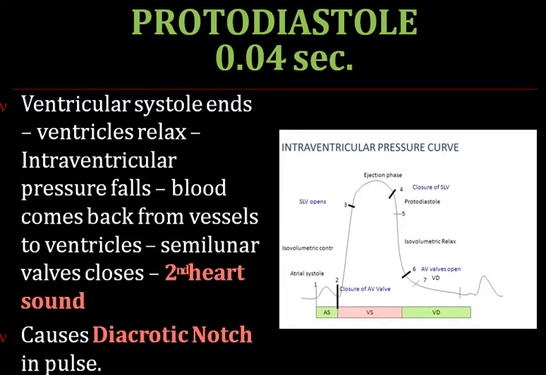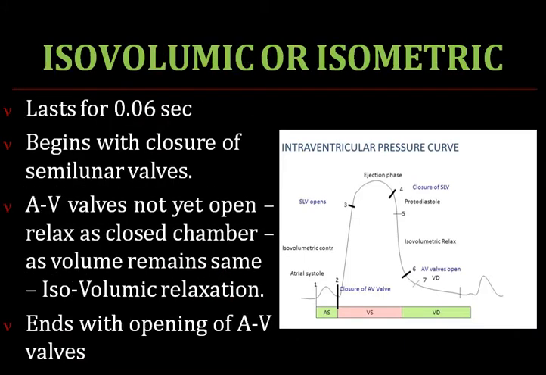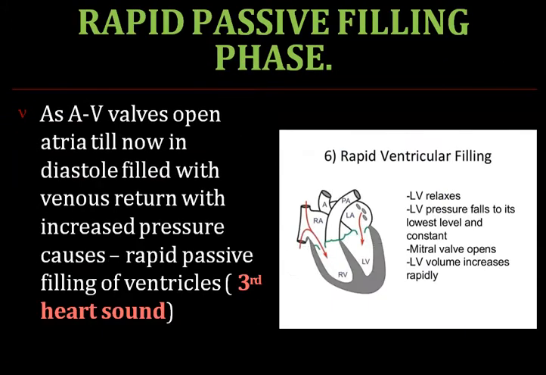They cause the dicrotic notch in the pulse. Isovolumic or isometric relaxation lasts for 0.06 second. It begins with closure of the semilunar valves, while the AV valves are not yet opened, so the ventricle relaxes as a closed chamber as the volume remains the same. This is isovolumic relaxation, and it ends with the opening of the AV valves.